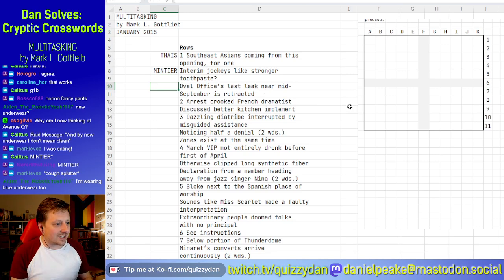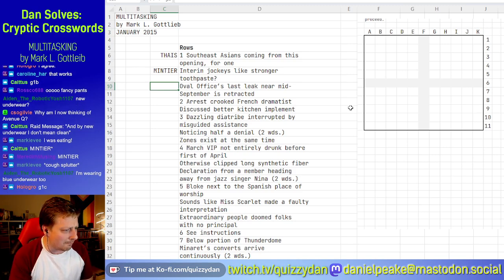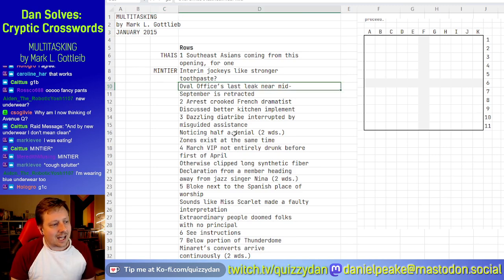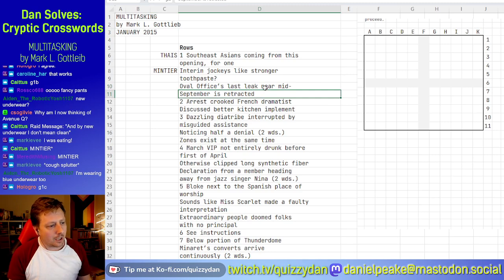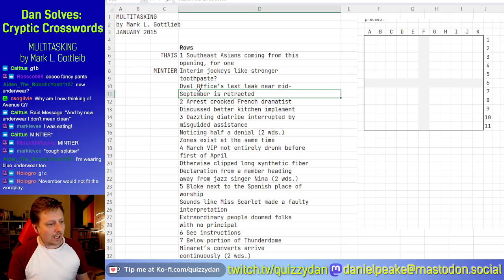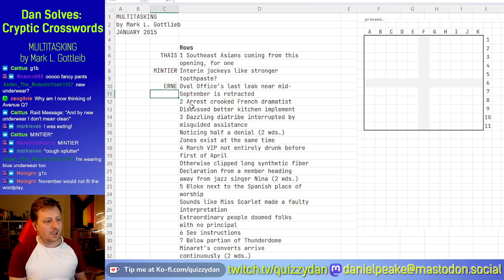Oval Office's last leak near mid-September is retracted. The middle of September is the letter E. Last leak is K. Near might be NR. Mid-September is E, and if that is all backwards, that does spell earn.